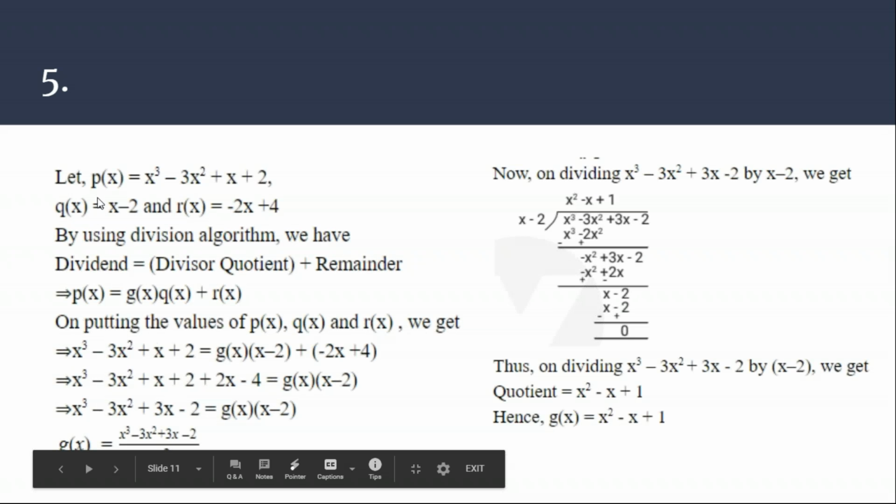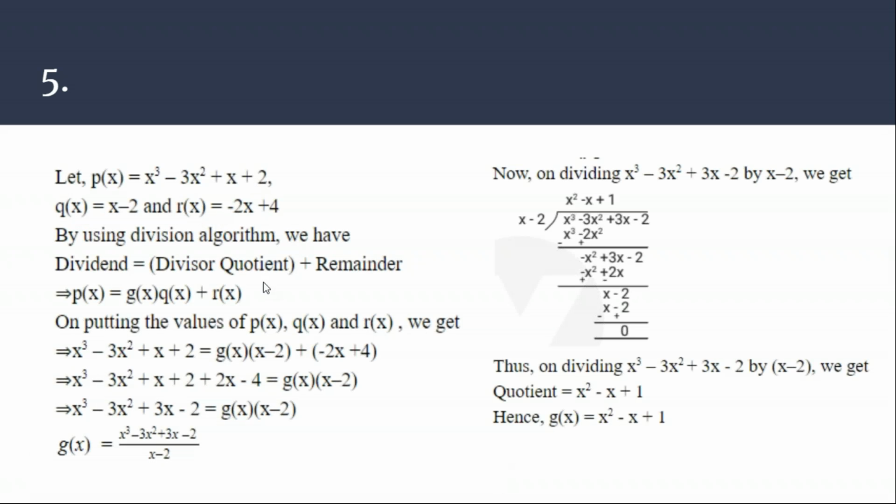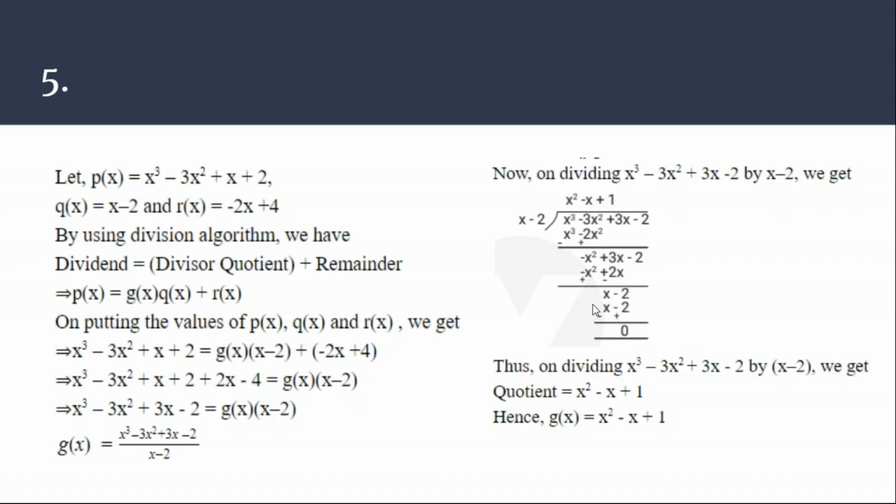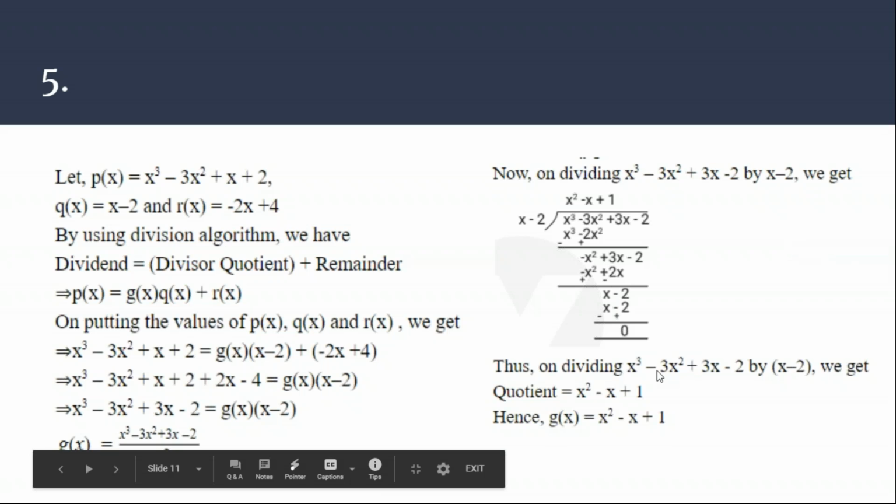So here it is. Substitute the values of Q of X and R of X in the equation and simplify it. So you'll get a term like this and divide. So divide using, and then the quotient you get will be G of X.